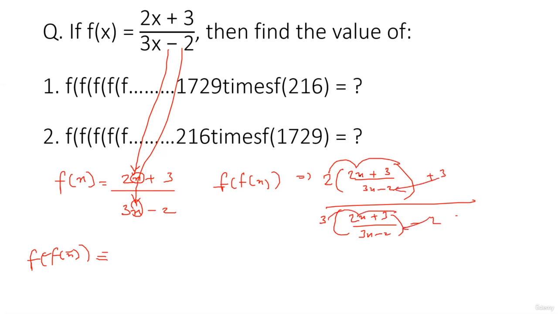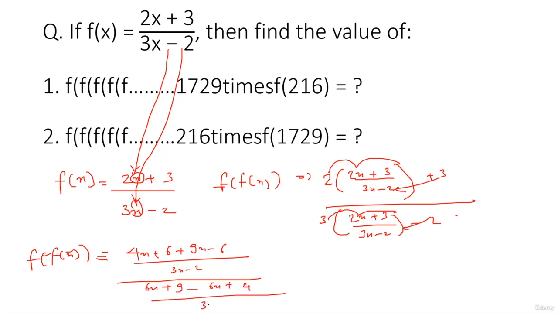So cross multiplying, you will have 4x plus 6 plus 9x minus 6 divided by niche क्या होगा 3x minus 2, divided by, अब यहाँ नीचे क्या आ जाएगा 6x plus 9 minus 6x plus 4, divided by 3x minus 2. So guys, 3x minus 2 पहले ही कट गया ऊपर नीचे, plus 6 minus 6 कट गया, 6x और 6x कट गया. Ultimately, I'm left with 13x divided by 13, which is nothing but x alone. Woo! Right? So what do we observe, guys?